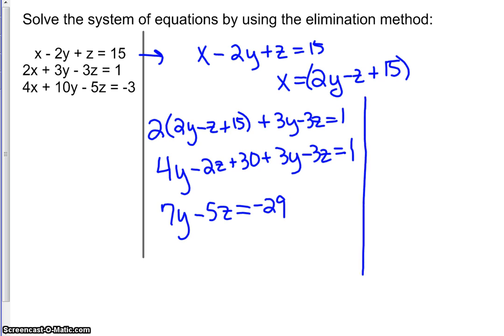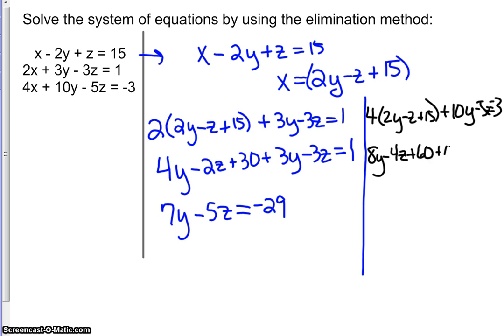I'm going to do another one over here. I'm going to do the same thing, plugging in 2y minus z plus 15 instead of the x into my other equation. I'm running out of space here. I got kind of messy, I apologize. So I have 8y minus 4z plus 60 plus 10y minus 5z equals negative 3.